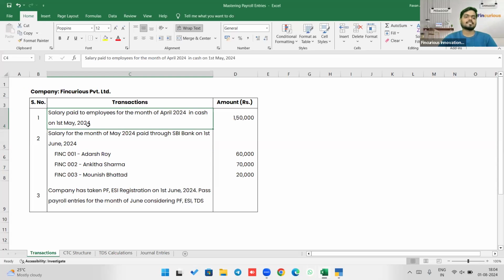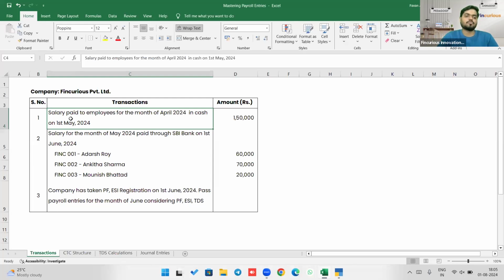2024. So basically, when the salary is paid, it will be paid either in cash or through bank. In this case, it has been paid through cash. But here you need to pass two journal entries for this particular transaction. Why? Because first you need to pass the due entry. In the month of April, you need to know the due amount you're going to pay as salary to the employees. That is, on the last day of the month, 30th April 2024, we are going to pass the due entry.